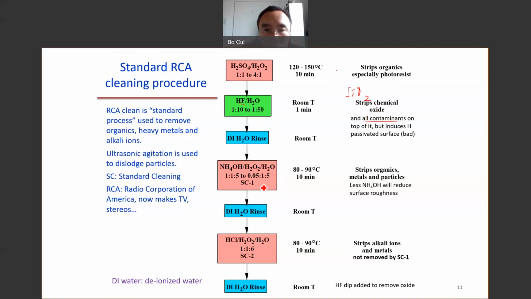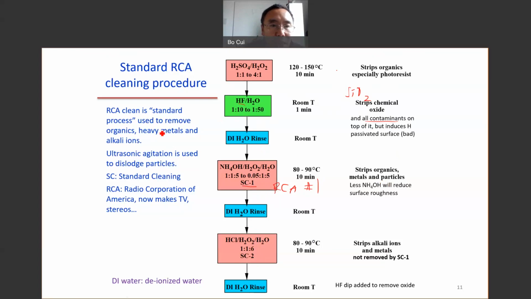Then we use this called SC1, also called RCA number 1. RCA cleaning number 1 will remove organics, metals and particles. We will look at this one and the next in the next slide. Then we rinse. Then we use RCA SC2. Then we rinse.